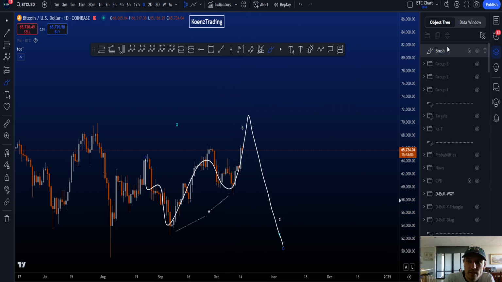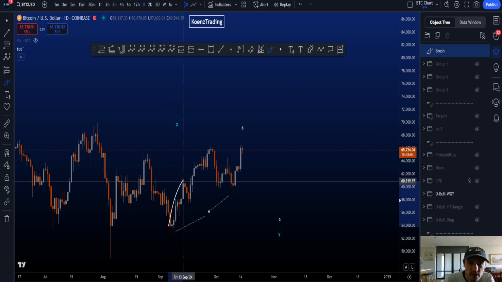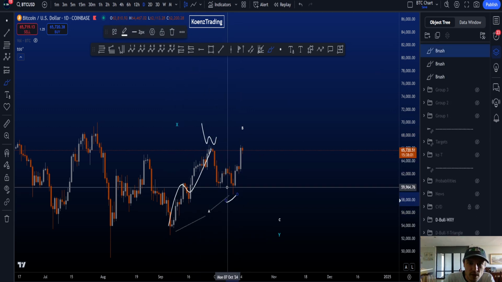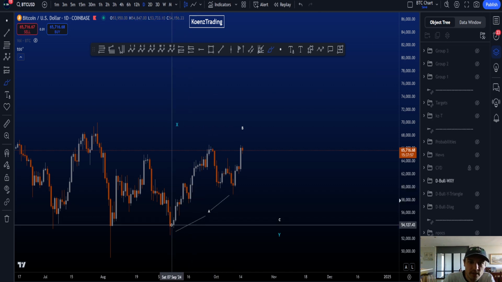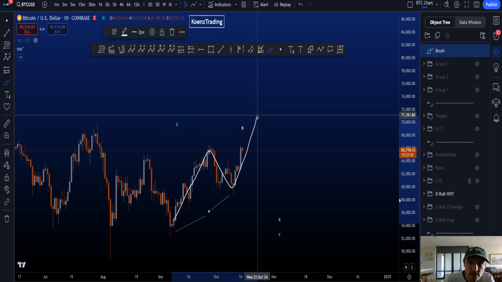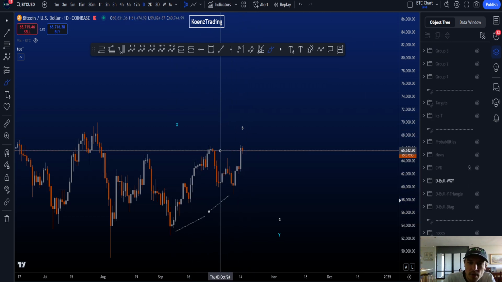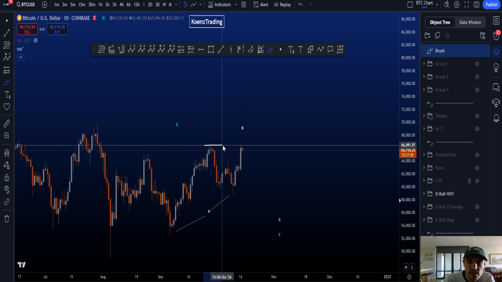Inside B, we then have a WXY double zigzag. So we then have over here our W, X, and then look for a wave Y to the upside. It looks better than counting this as a single A, B, C, but that would be an alternative. By all means, you just want to see this high taken.